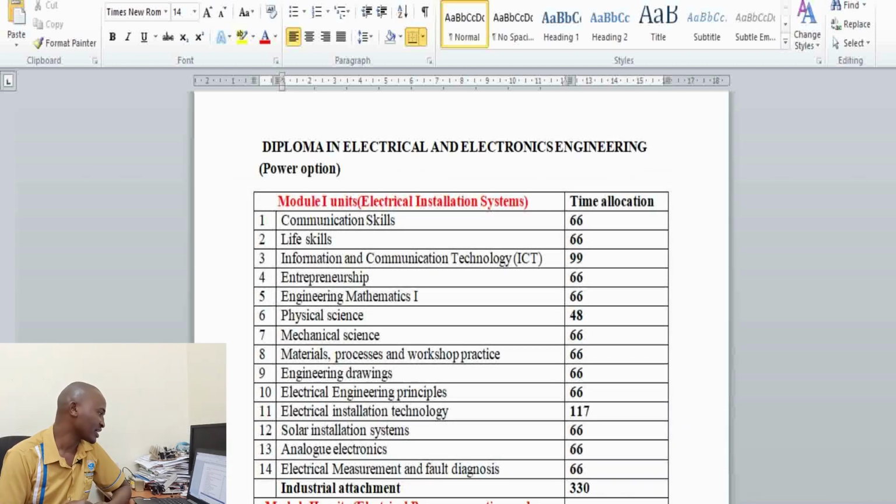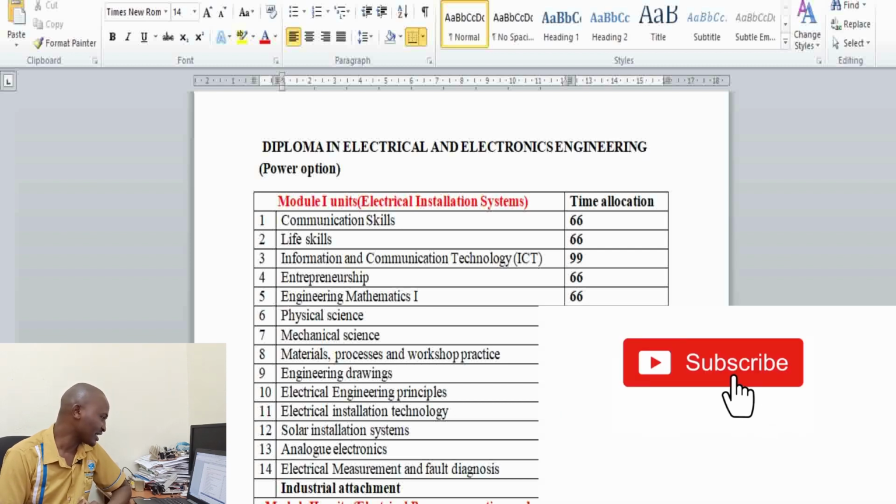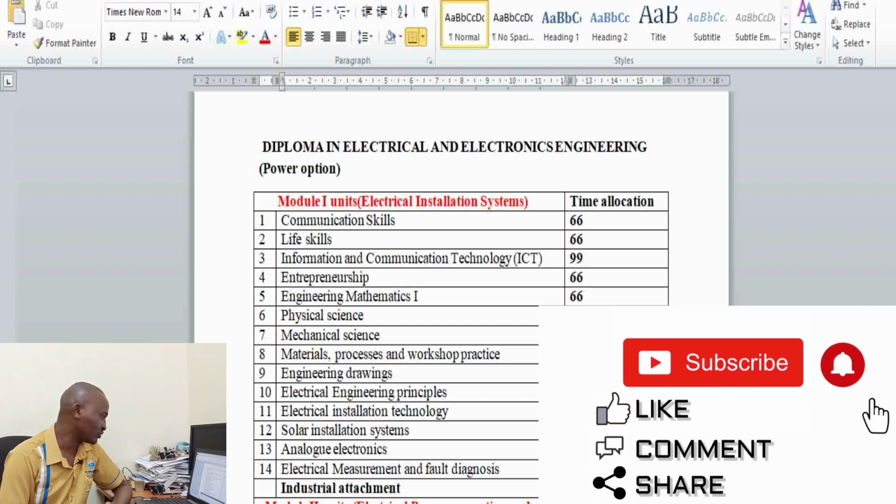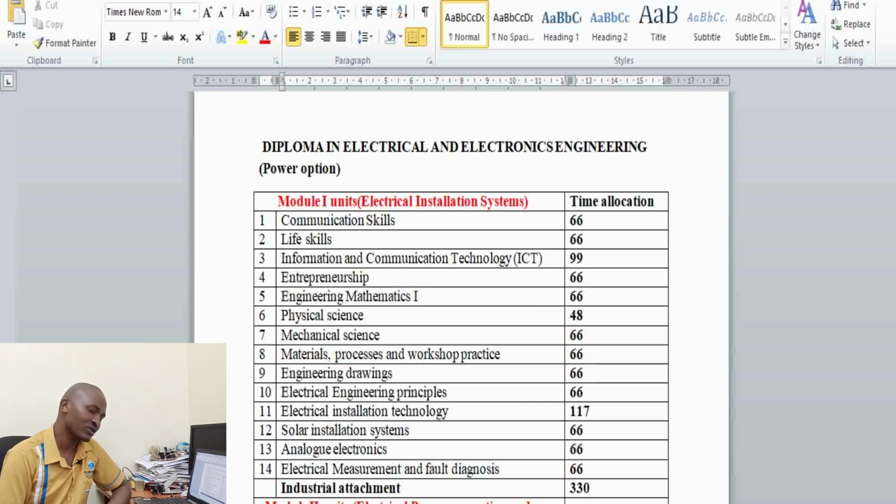Then there is physical science, which is a support unit. Mechanical science is a support unit. Material processes and workshop practice, those are support units. Mechanical science and materials processes and workshop practice, those are mechanical engineering units. So even electrical engineering students do 2 units in mechanical engineering. Then you have engineering drawing, which is a common unit for engineering students.